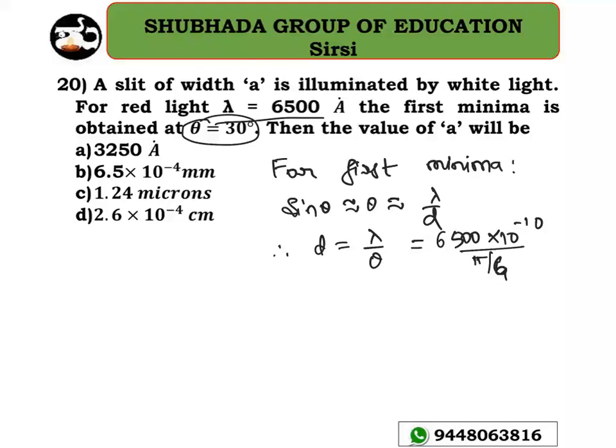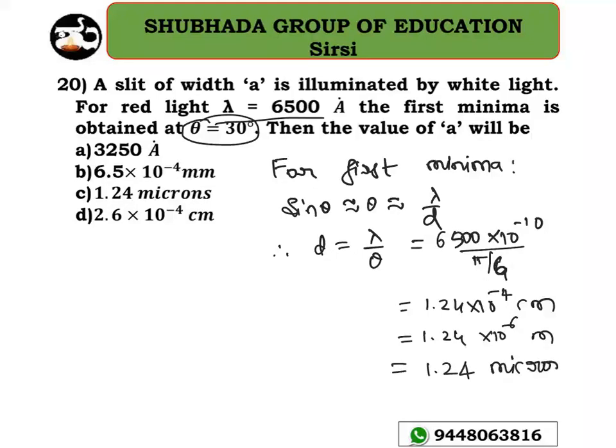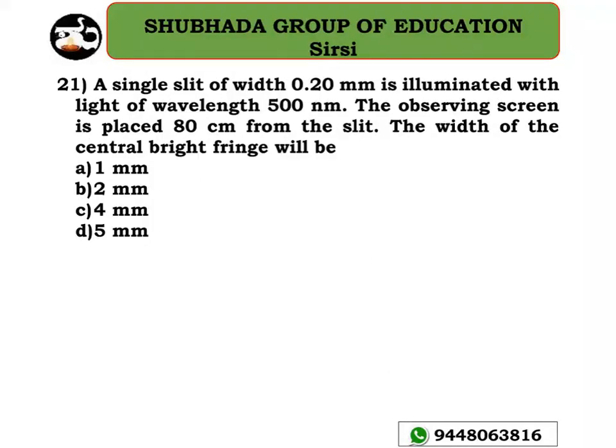So after that, pi by 6, suppose if you simplify this one, you will get it as 1.24 into 10 to the power of minus 4 centimeter, or else it is 1.24 into 10 to the power of minus 6 meter. So it is equal to 1.24 microns. 1.24 microns, okay. Look at the next problem.